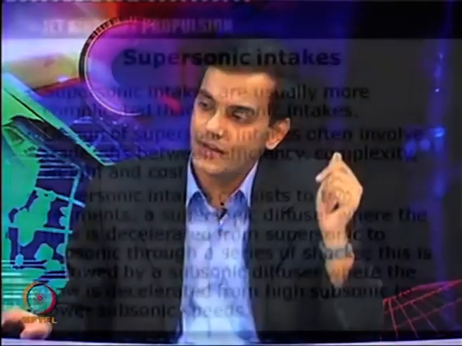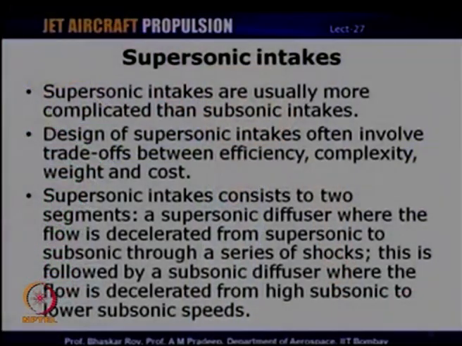Supersonic intakes are usually more complicated than subsonic intakes, and the design of these intakes usually involves trade-offs between efficiency, complexity, weight and cost, and that is something the designer would have to eventually optimize, trying to develop a design which involves some sort of trade-off between all these parameters.